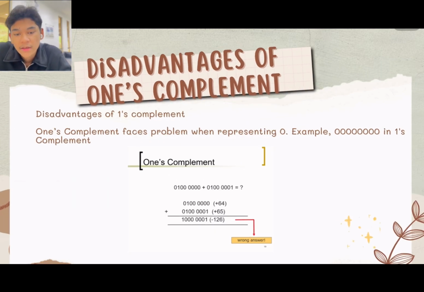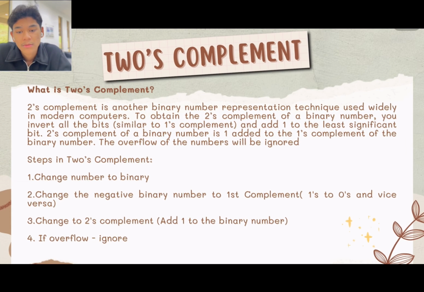Now, there are a few disadvantages when it comes to 1's complement. Those disadvantages include the fact that 1's complement faces problems when representing zeros. So as an example, 0000000 in 1's complement. Now, after adding these larger numbers, 1's complement has problems with the representation. As you could see here, the answer is wrong. Therefore, in order to combat this error, we could use 2's complement.